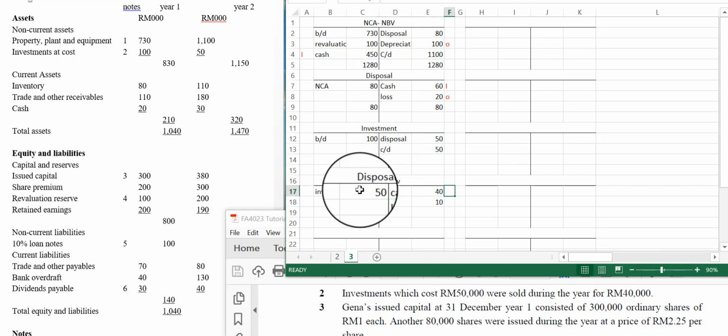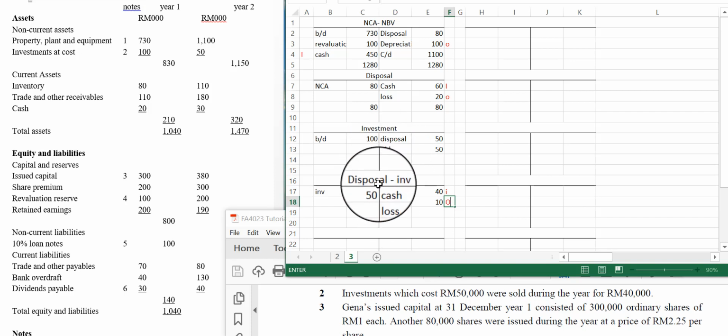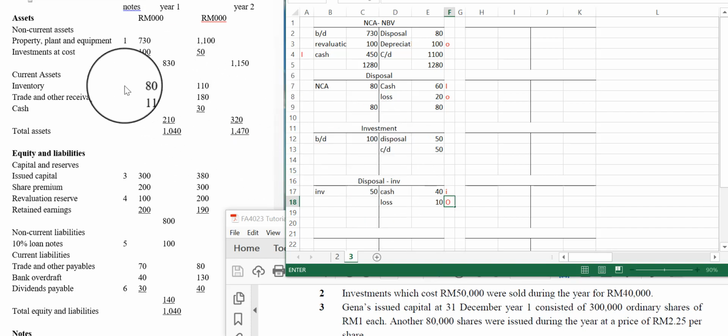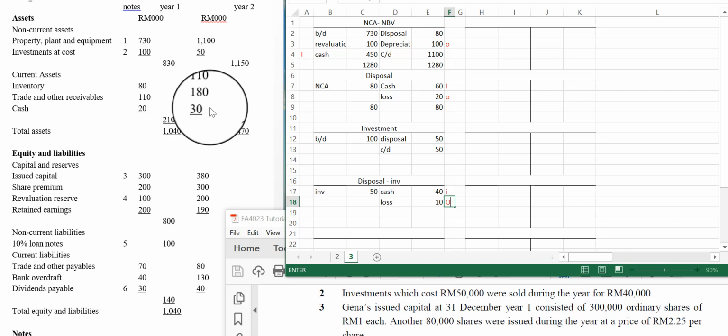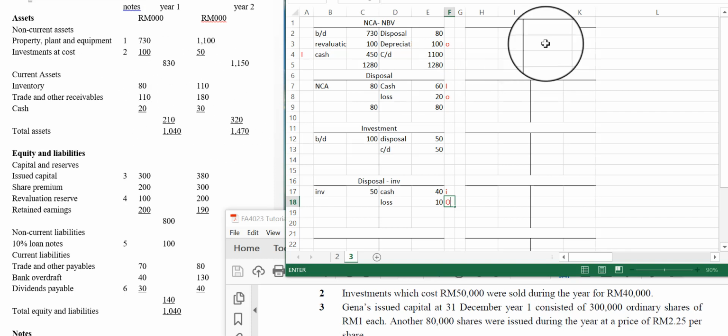So when you look here, the cash is cash received from investment. So this is an investing activity. Then beside this, you have the loss recorded. Since it's a loss, previously it should already have been deducted from your profit and loss account. So by right, you have to add it back to your profit, and this will go to your operating activities. So this is for investment, note number 2. Then the rest, inventory, trade receivables, cash, we should do later when we prepare the cash flow.